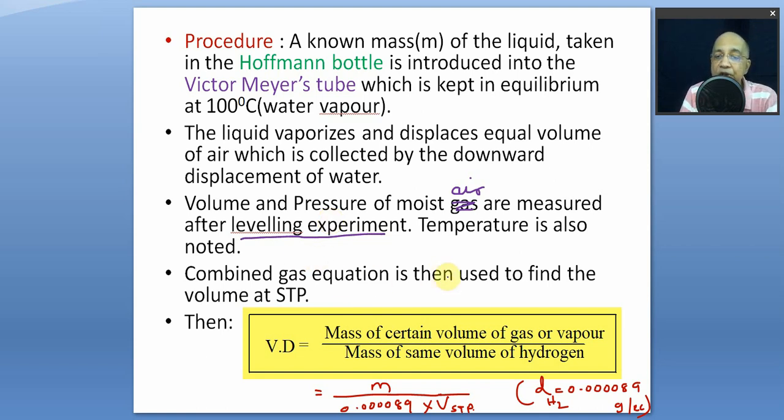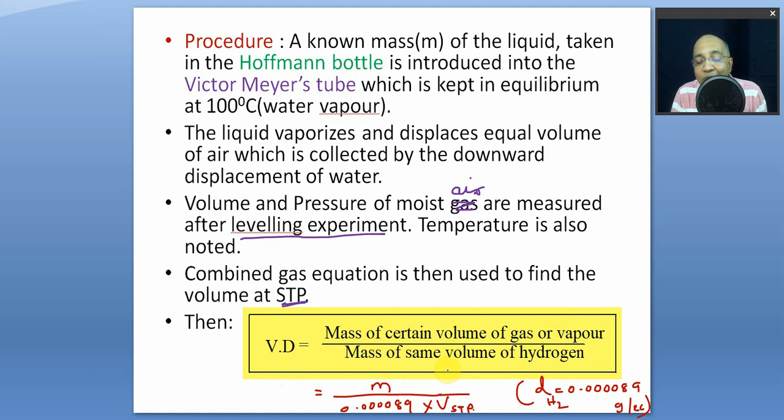The combined gas equation is used to convert the volume from the experimental conditions to STP conditions, because we know that the density of hydrogen gas at STP is 0.000089. So what is VD? Remember the new definition: mass by mass. Mass of a certain gas of a certain volume divided by mass of hydrogen of the same volume.